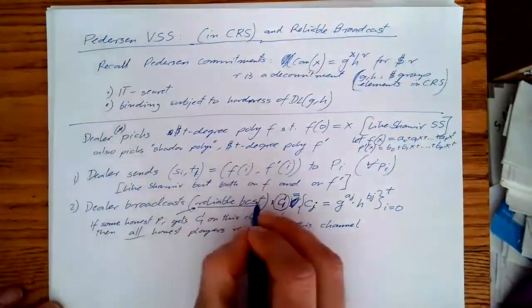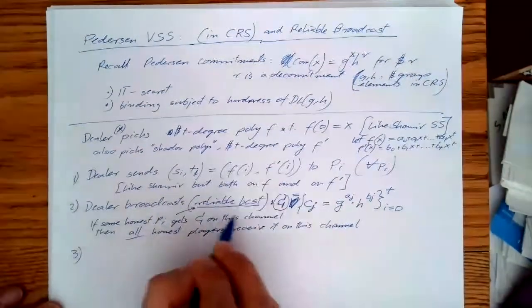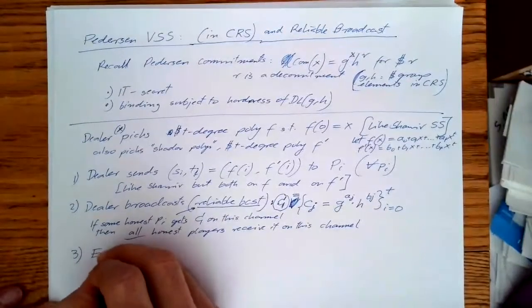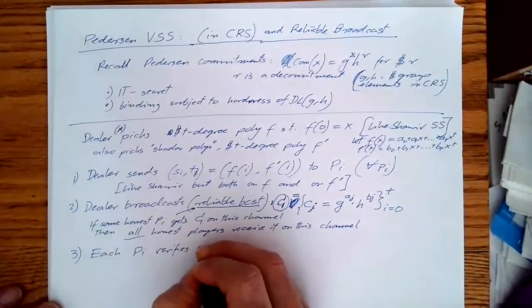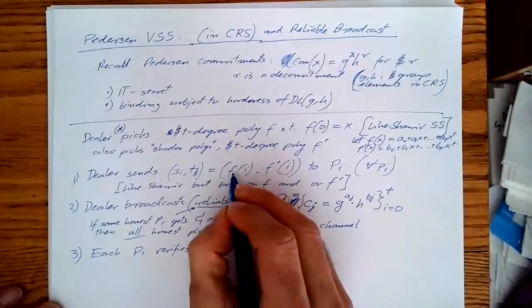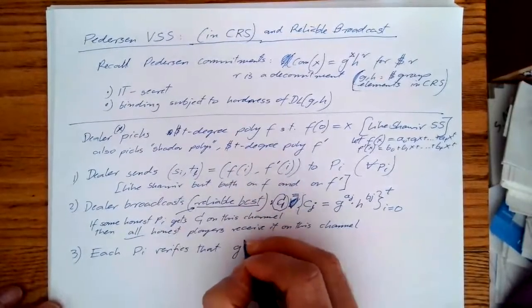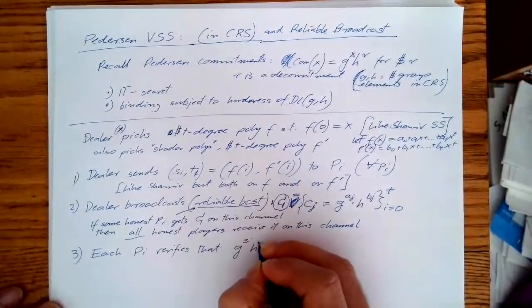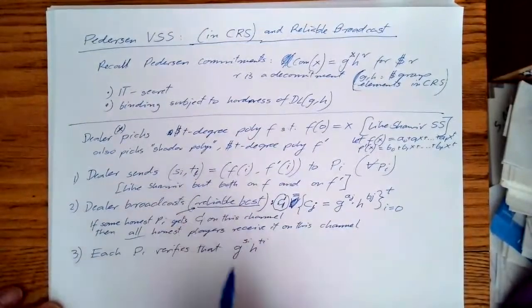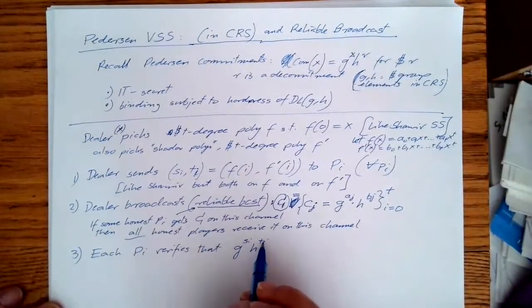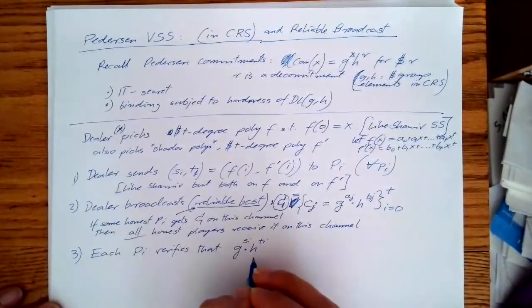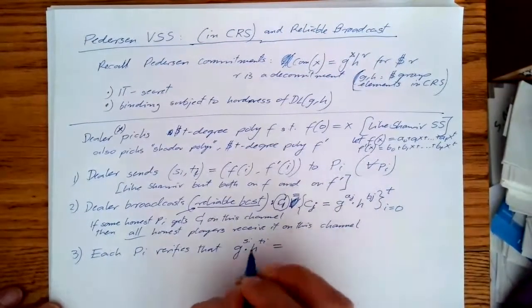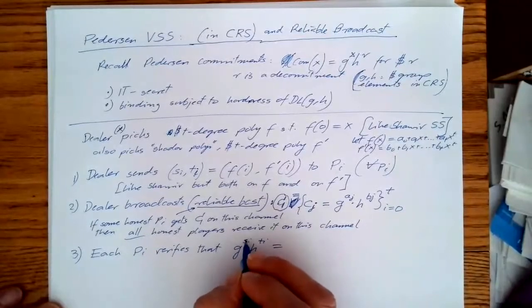Each Pi verifies that the local share that he gets, if he performs this one-way homomorphism by taking the exponents Si, Ti and computing them jointly in this way, then what is this? This is g to the f of i.